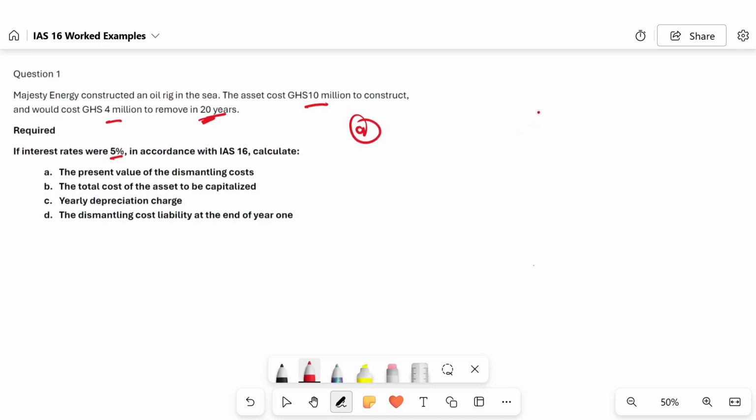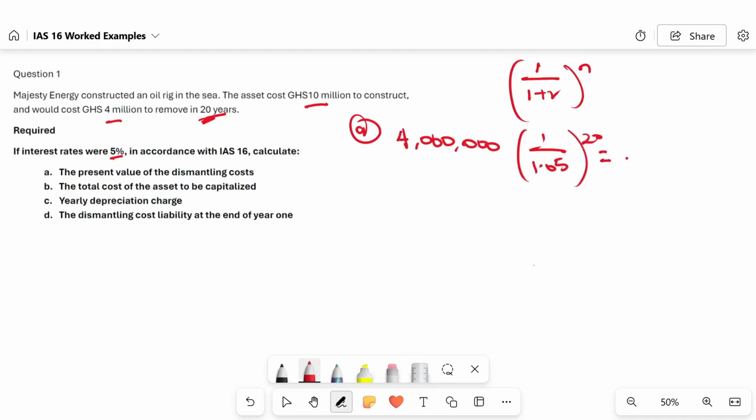We'll calculate this using the discount fraction 1 over (1 plus R) exponent n, where R is the interest rate and n is the number of years. We are going to discount 4 million Ghana cedis by 1 over 1 plus R, which will be 1.05 exponent 20, and this will give us 1,507,558 Ghana cedis.